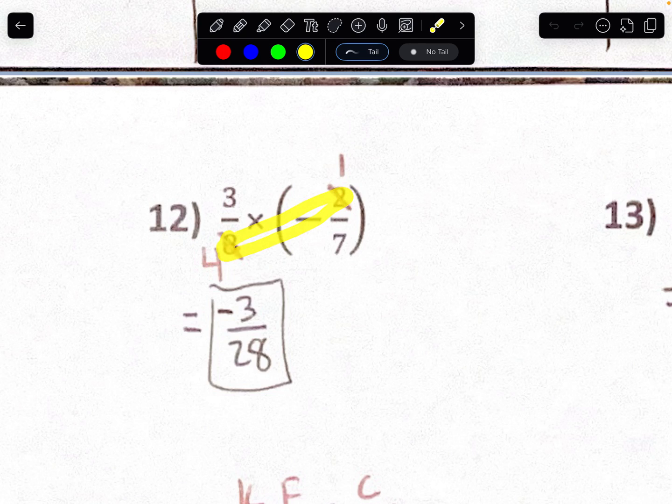8 and 2 can cross cancel. So 2 can go into 2 one time, 2 can go into 8 four times. Then we multiply across to get negative 3 over 28.